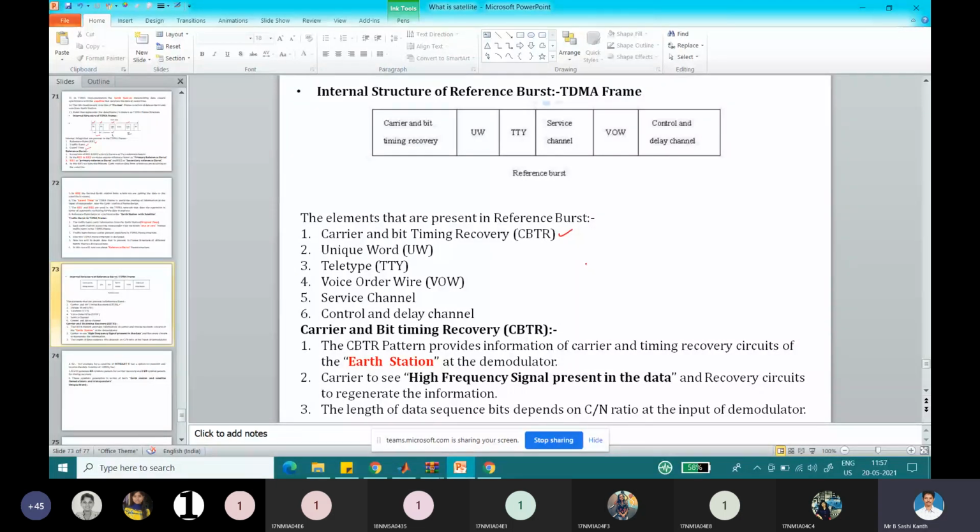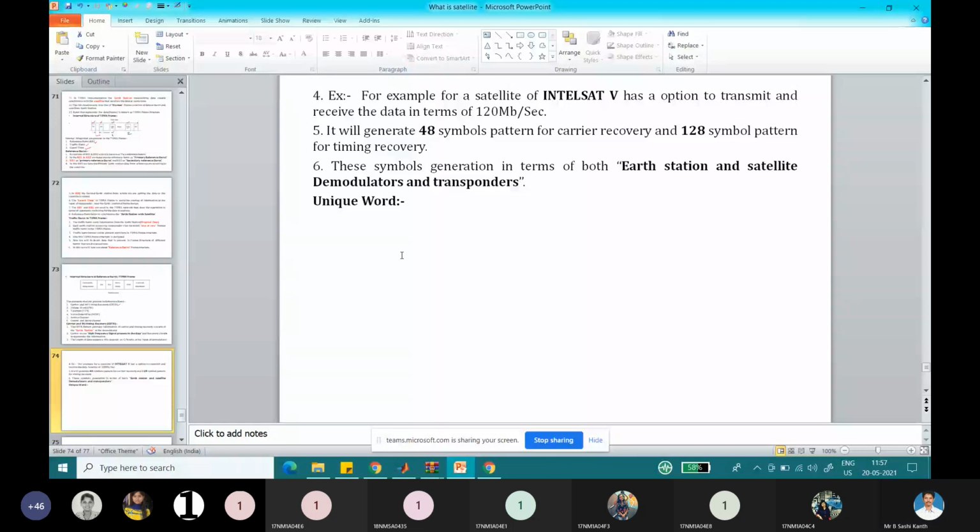So how we will be knowing that is with the help of carrier to noise ratio, which is calculated and given as an input to the demodulator. And this is being known by taking some example that we have set everything in Intelsat V, by taking 48 symbols as carrier recovery and 128 symbols as timing recovery. So both the symbols generation takes place in the earth station and the satellite. So this we have seen.